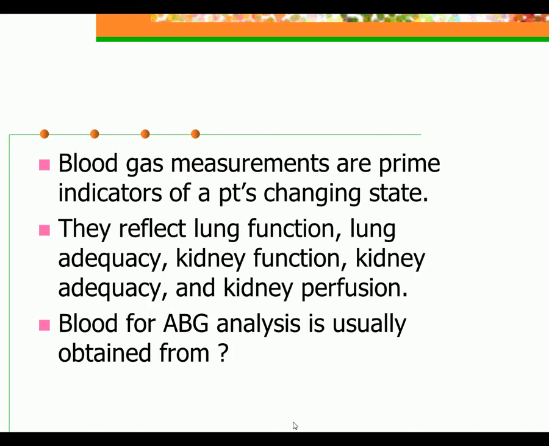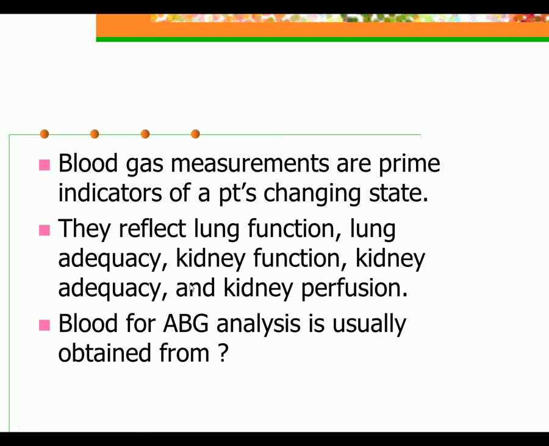Blood gas measurements are the prime indicators of a patient's changing state. They reflect lung function, lung adequacy, kidney function, kidney adequacy, and kidney perfusion. So we can tell a whole lot by looking at the ABGs, particularly our two main systems, which we said earlier were respiratory and renal.